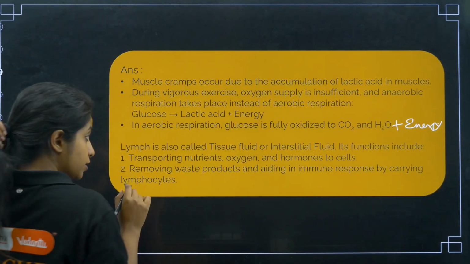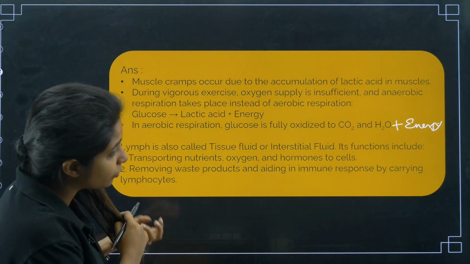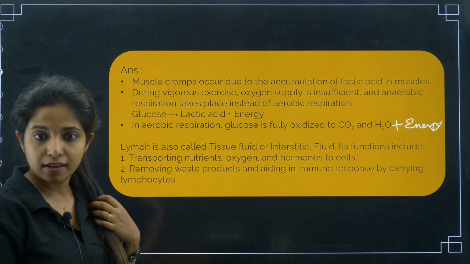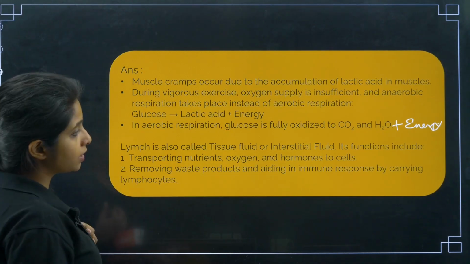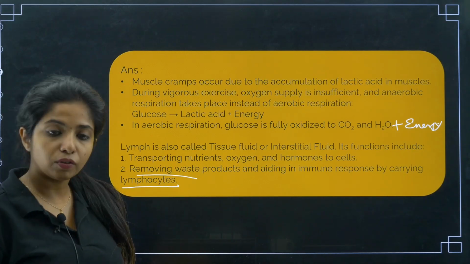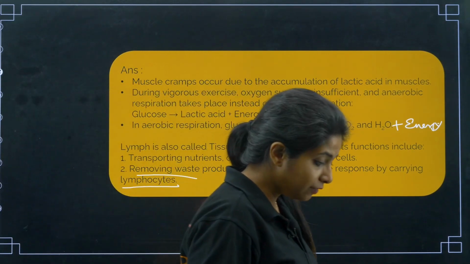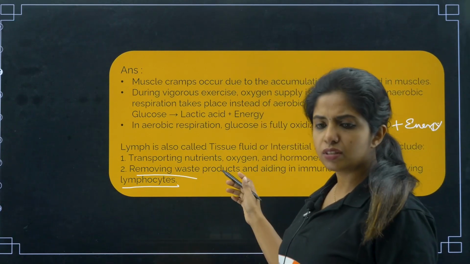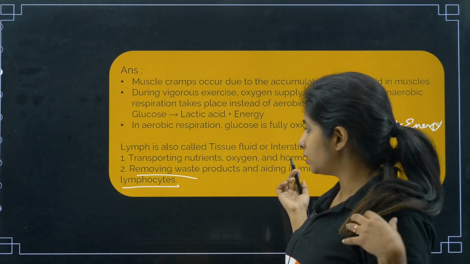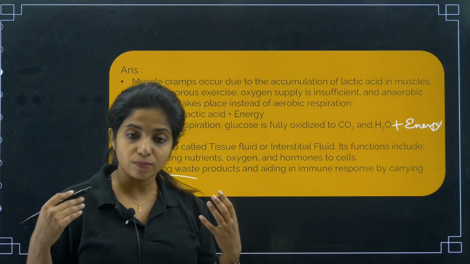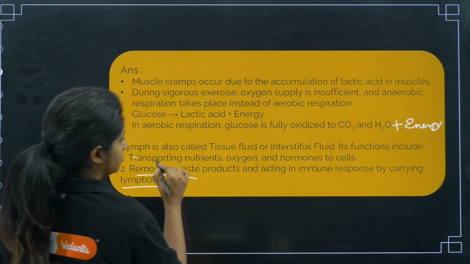Now, lymph is also called tissue fluid or interstitial fluid. Its functions include transporting nutrients, oxygen and hormones to the cells, removing waste products and aiding in immune response by carrying lymphocytes. Apart from that, you can say lymph carries fats also. So, other than transporting nutrients, oxygen and hormones to the cell, you can just say it helps in absorption of fat.